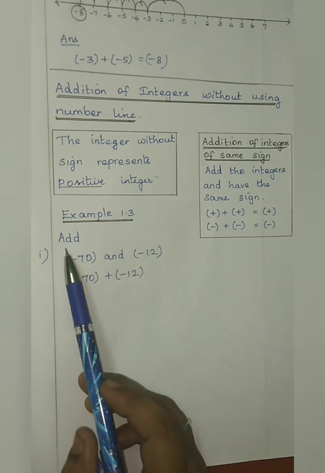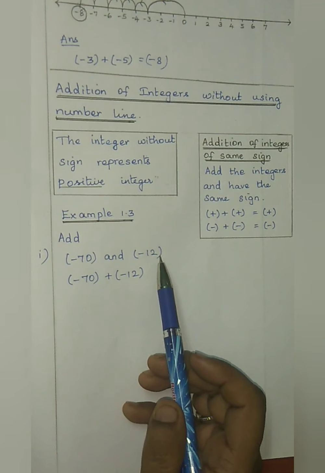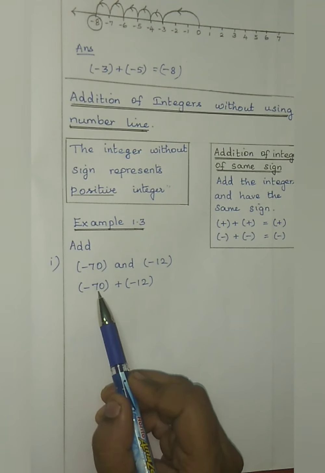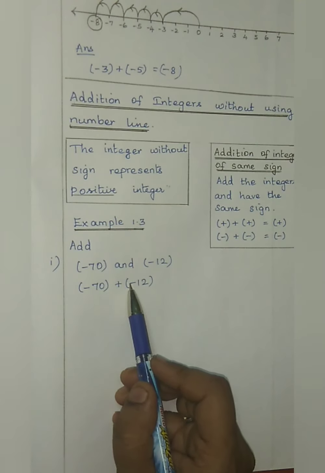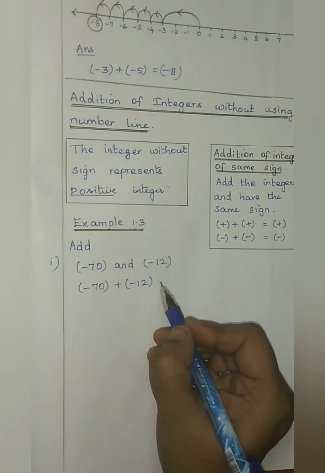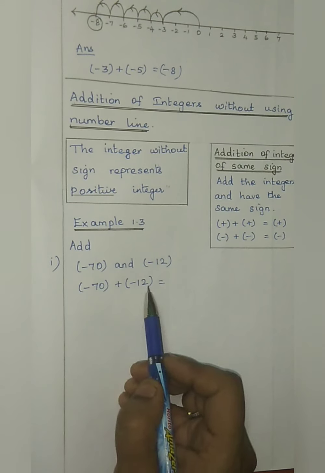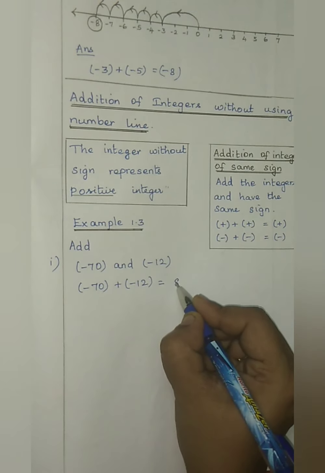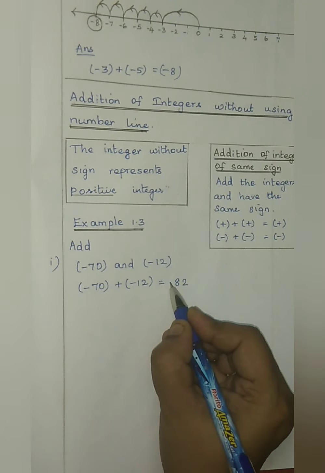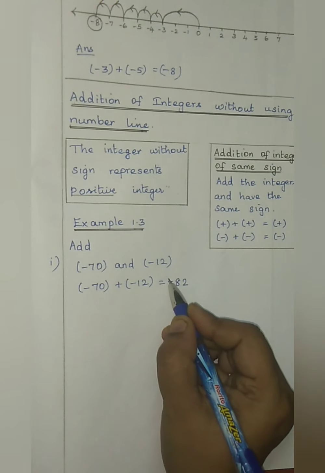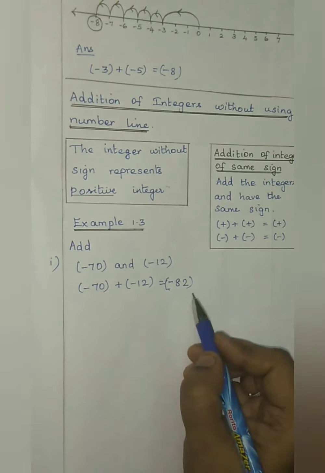Example 1.3, add, first subdivision, minus 70 and minus 12. Here we are asked to add two negative integers. Both the integers have a minus sign in front of them. So first add the integers. What do you get when you add 70 and 12? 70 plus 12 is equal to 82. Since both the integers have a minus sign in front of them, put minus in front of 82 also. So the answer: minus 70 plus minus 12 is equal to minus 82.